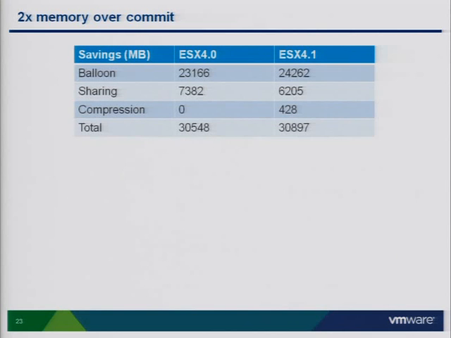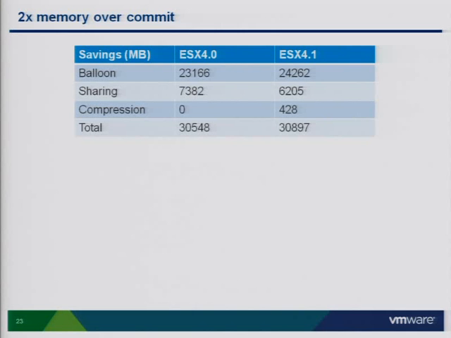So the first thing that we're going to see is the amount of savings that we got with the various technologies that we have built in. First of all, we have ballooning, which balloons the memory from within the guest and causes the guest to swap out unused memory pages. The second thing is transparent page sharing in the VM kernel. So we identify pages that are similar and we share them so that we can save some memory.